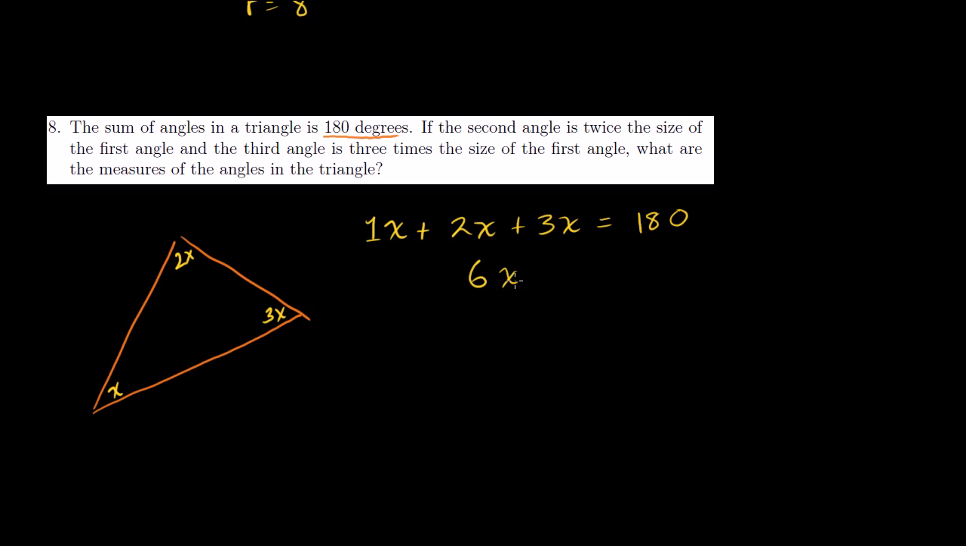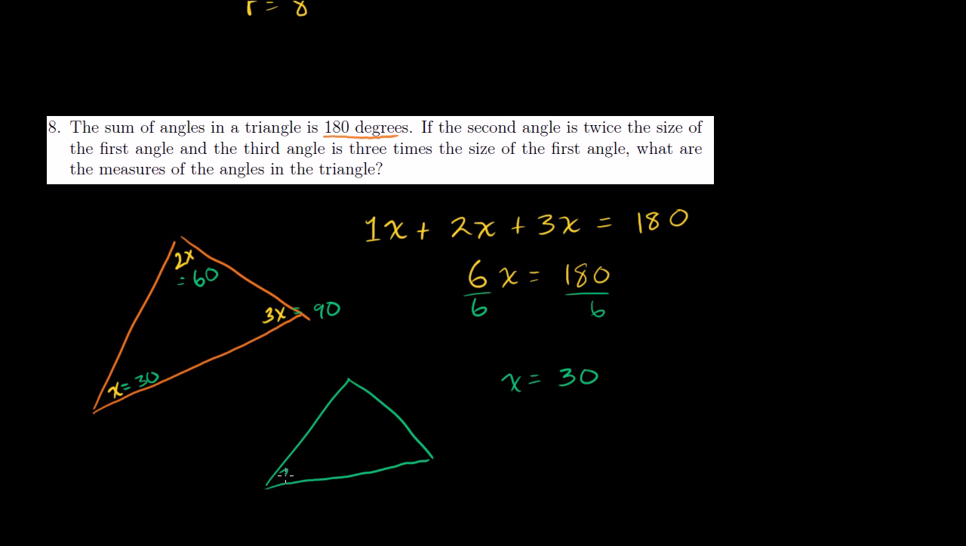So 6x is equal to 180 degrees. Divide both sides by 6. And you get x is equal to 180 divided by 6, which is 30. So this angle right here is 30. This angle right here is 2 times that, right? It's 2x. So this angle right here is 60. And this angle right here is 3 times that. That's equal to 90.